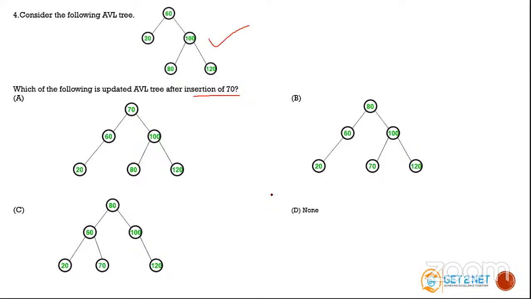First you have to build the tree and then balance it. You have to balance the tree, otherwise it will not be called an AVL tree. Okay, you have to balance it after inserting 70.